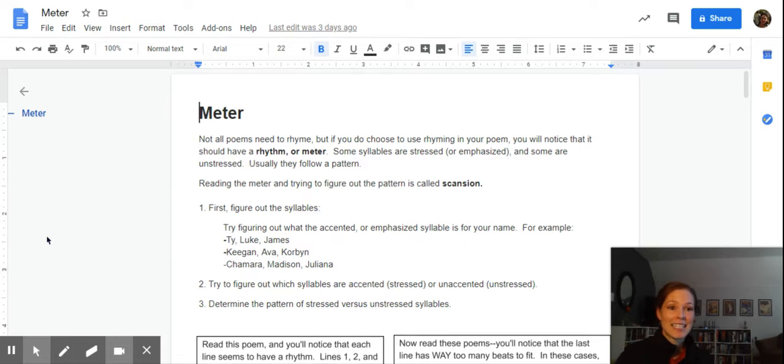Or Juliana, Juliana. So we have four syllables there. Do we say Juliana, Juliana, Juliana, Juliana? So we pronounce it emphasizing the third syllable. So once you've figured out how many syllables there are and whether or not they're stressed or unstressed, then you start looking for that pattern, and that's when we start talking about scansion.